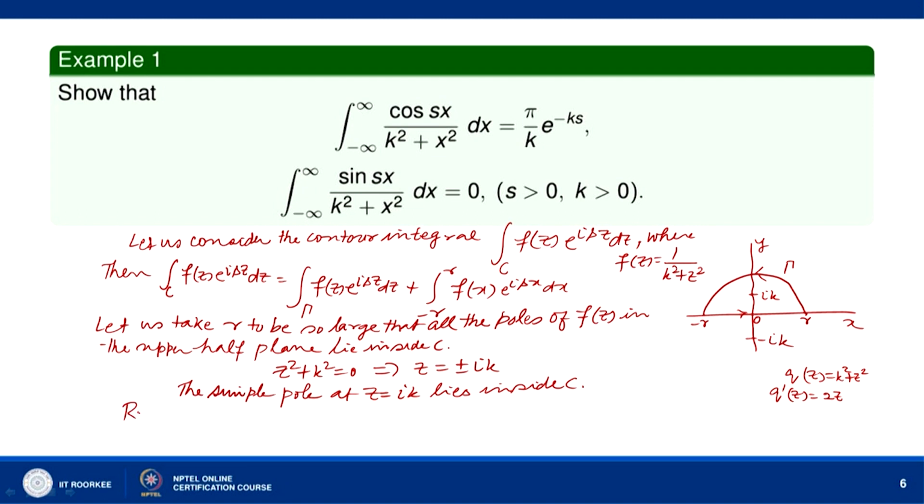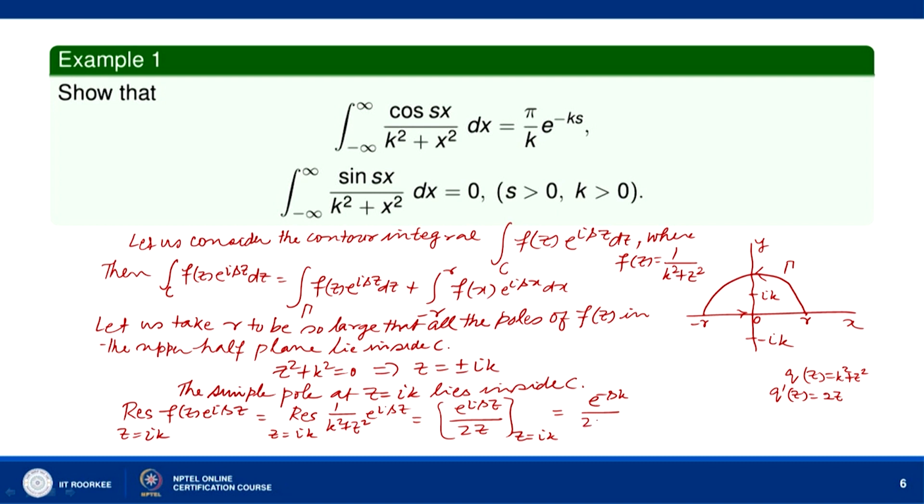Let us find the residue of f(z) = e^{isz} at z = ik. So, f(z) is 1 over k squared plus z squared into e to the power isz, at z equal to ik. We have e to the power isz, and for the denominator polynomial, let us differentiate, we get 2z, and then you put z equal to ik. So, we get e to the power minus sk divided by 2ik.